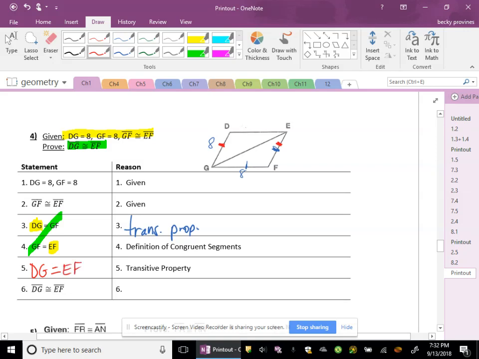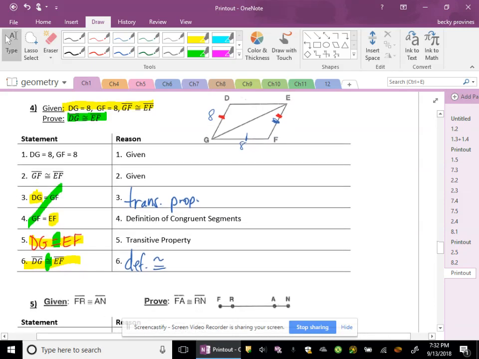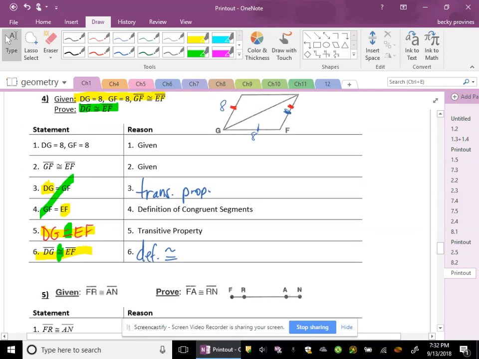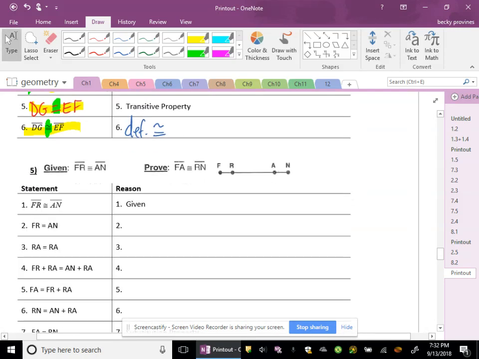Cool. Now, last step. What do you notice about step 5 and 6? These steps are identical. What's the difference? The little sign here in the middle. So what do you write for the sign in the middle? All it is is definition of congruence. So again, hopefully this is getting easier as we go through.